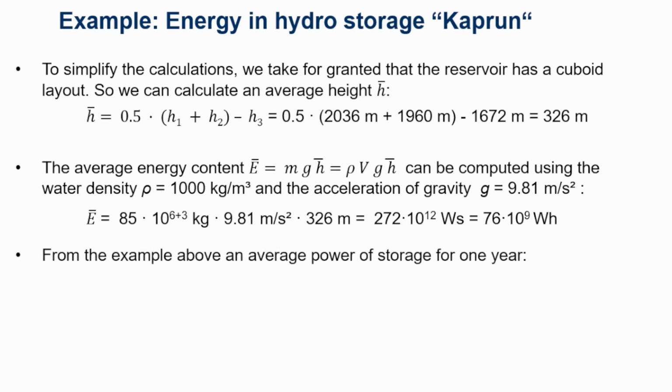So if you calculate the average power available during 1 year, if we divide this by the number of hours of a year, that is 8,660 hours. So that's equivalent to a constant power of 8.6 megawatts.